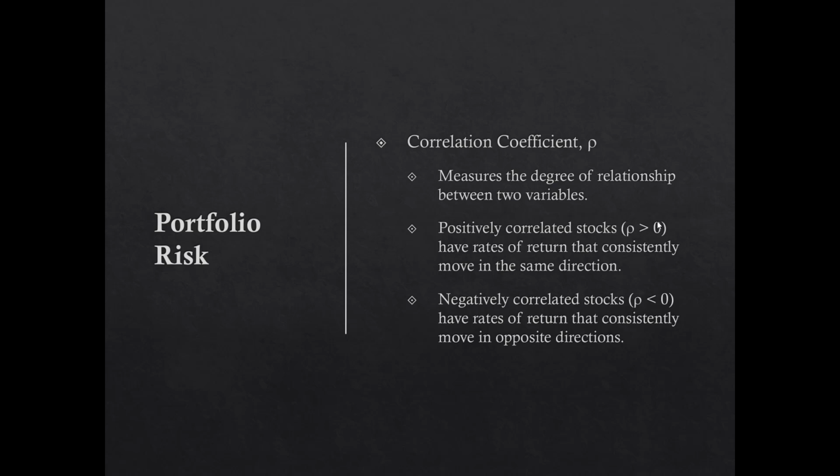Negatively correlated stocks have rates of return that consistently move in opposite directions. So if one stock goes up, the other stock will go down. The classic example is guns and butter, where you have a chance to choose between guns and butter. But if you choose guns, the price of butter will go down, and if you choose butter, the price of guns will go down, and that's a supply and demand issue. But it also becomes a correlation issue. They're negatively correlated.